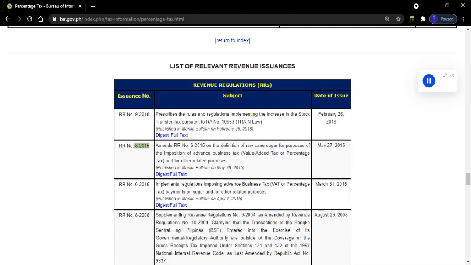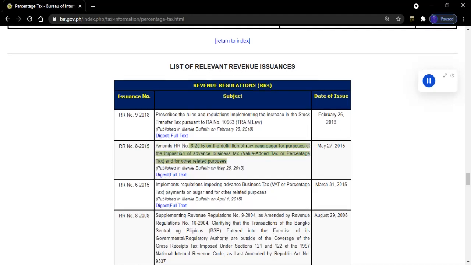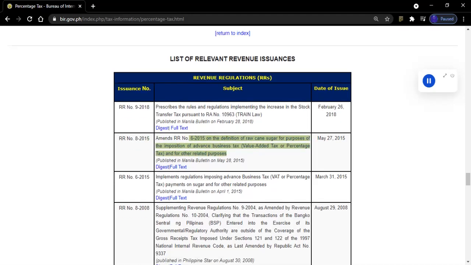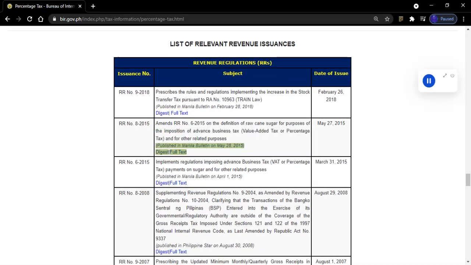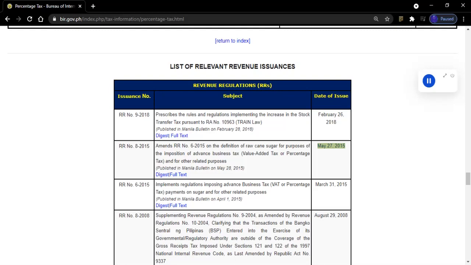RR no. 8-2015. Amends RR no. 6-2015 on the definition of raw cane sugar for purposes of the imposition of advance business tax, value-added tax or percentage tax, and for other related purposes. Published in Manila Bulletin on May 28, 2015. Digest, full text. May 27, 2015.